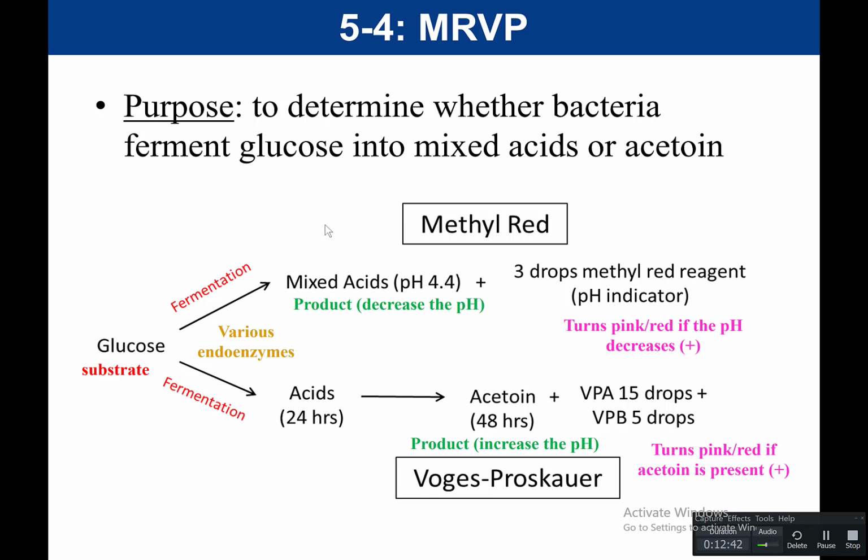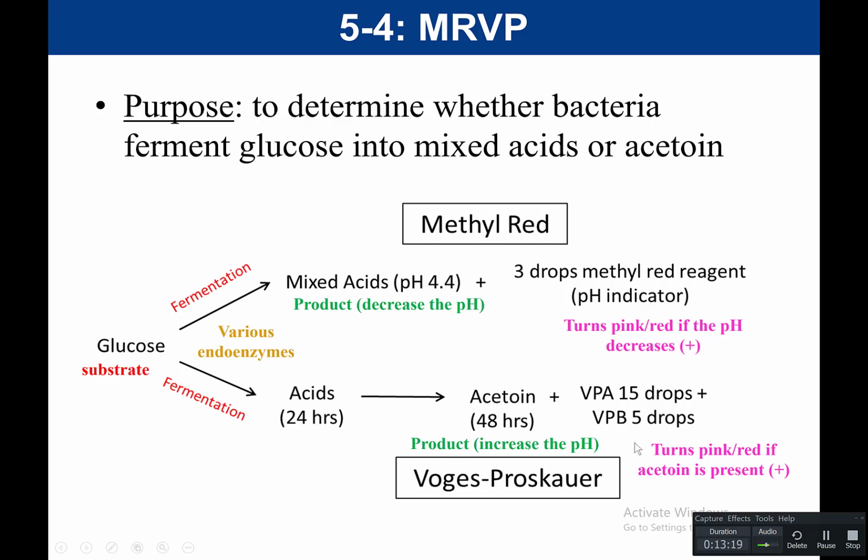For the VP test, you want to record that at 24 hours, acids would be produced. So this is why we can't do our readout for VP at 24 hours. We have to wait the 48 hours. At the 48-hour time point, the bacteria will take those acids and convert them into a product called acetoin. That product is what is going to be detected in the VP test. And acetoin is going to be a base. It will increase the pH.